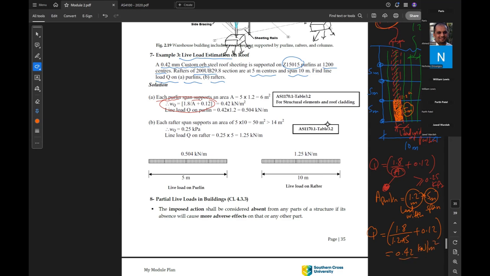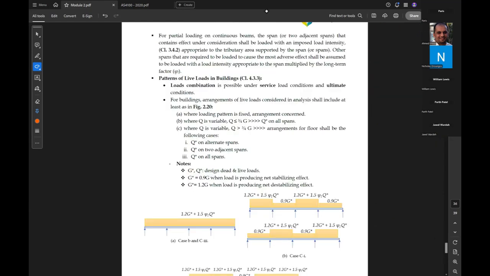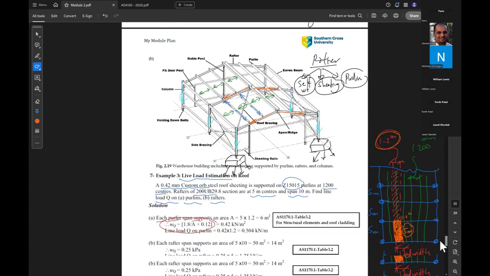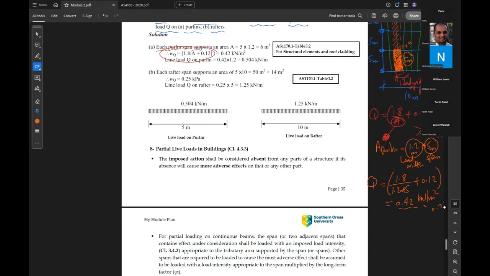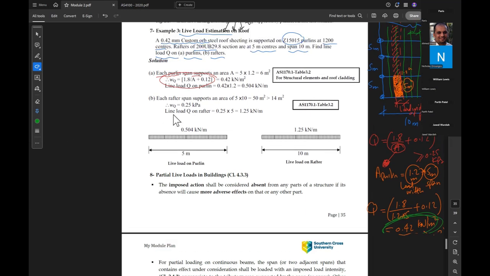Is it okay or not okay? Is it more than 0.25? Yeah, it's more. So if it is more than 0.25, it is okay. Should be more than 0.25. So this is our value of the load. So the load is 0.42 kilonewton per square meter, but we need the load as line load.